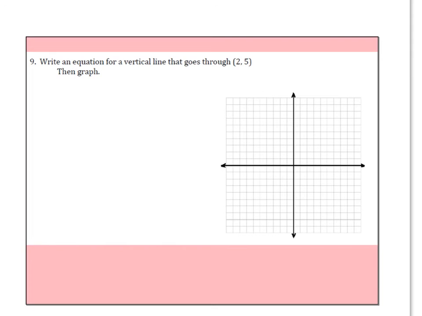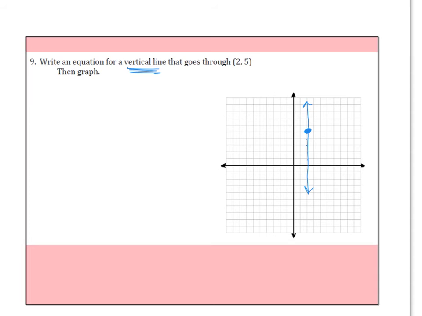Number 9, write an equation for a vertical line that goes through (2, 5), then graph it. So I actually like to do this in reverse. I like to graph it first. So everybody put a dot at (2, 5). Okay, so here's (2, 5). We need a vertical line that goes through that point. So let's draw in a vertical line. There it is. There's the graph. We're done graphing already. Now we need to write an equation for that line.